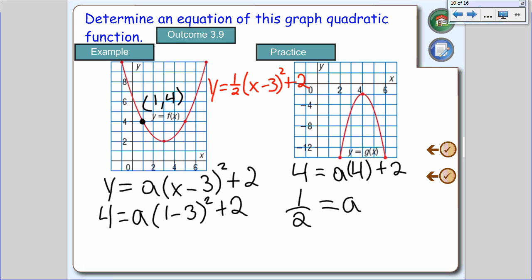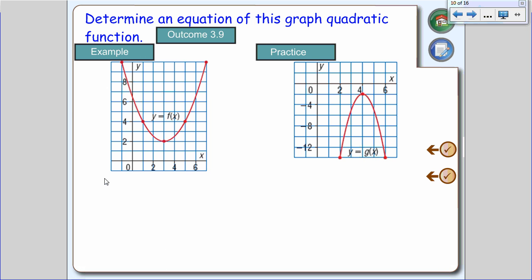Are we good for the next question? Which format do you want to use for the next question? Vertex form. We have a vertex, so use it. Go ahead, try to figure it out on your own. Check your answer with me when you're done. If you did that question before we had to leave, check your answer and see how you did.